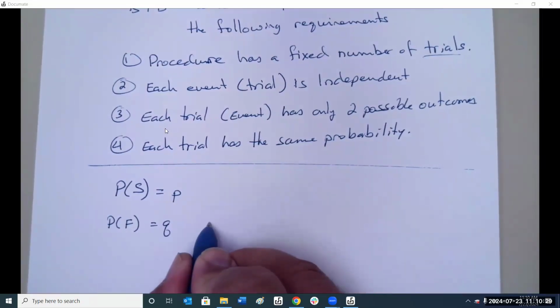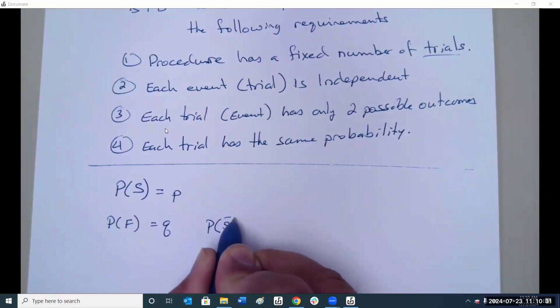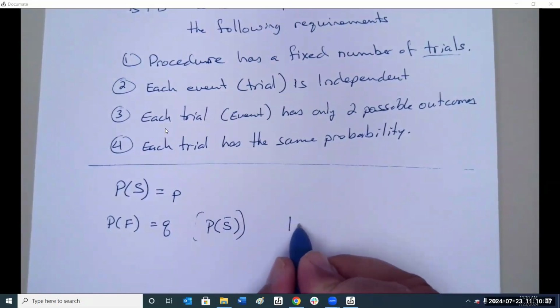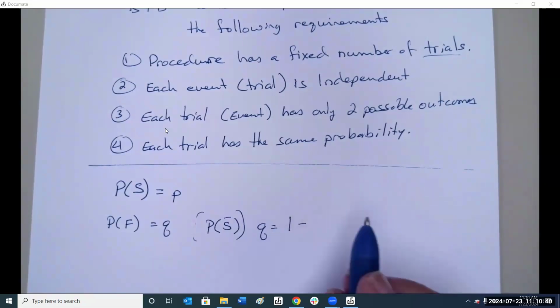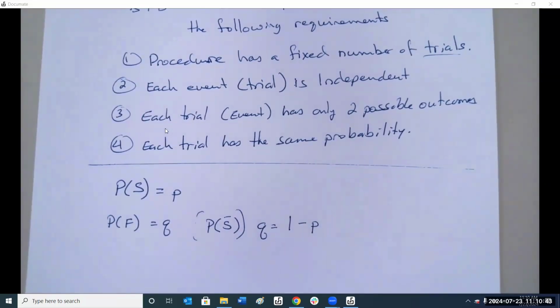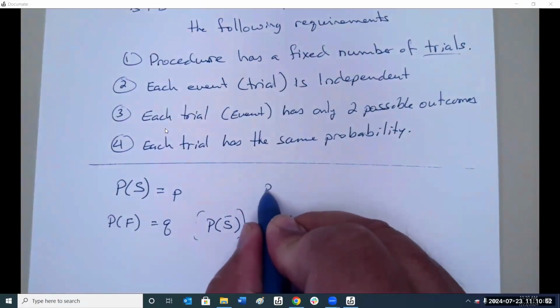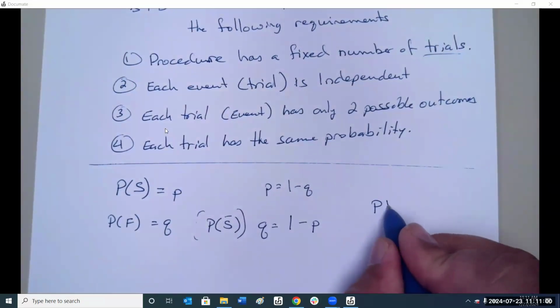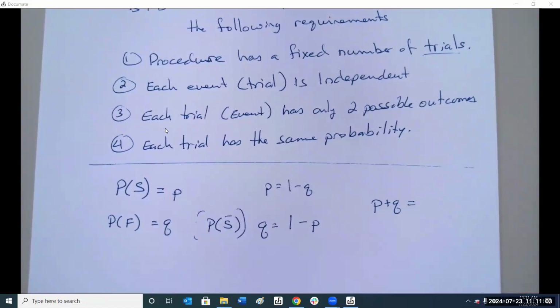Another way you could write that is the probability of the event not occurring. The formula for q is 1 minus p. So the probability of failure is 1 minus the probability of success. Conversely, p is the same thing as 1 minus q. Because if you think about it, the probability of success and the probability of failure has to equal what? 1.